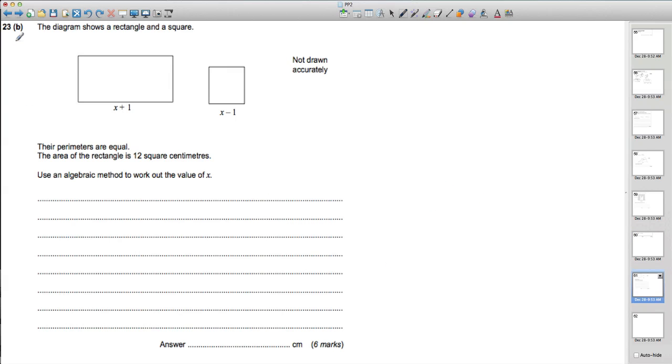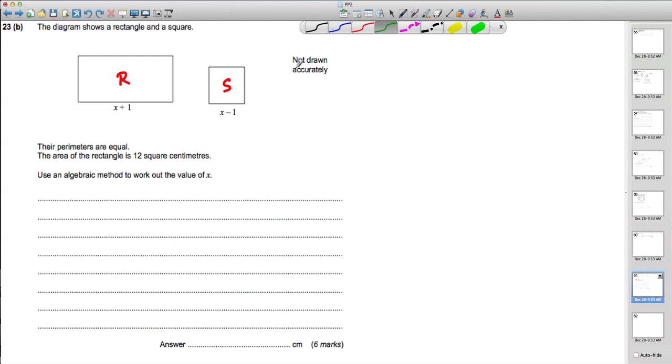Okay, last question here. Let's see if we can get this right. This is a 6 marker. The diagram shows a rectangle and a square. Here's your rectangle, here's your square. Their perimeters are equal. The area of the rectangle is 12 centimetres squared. Use an algebraic method to find x.